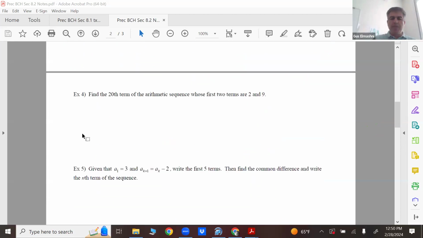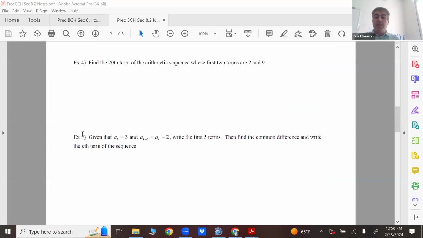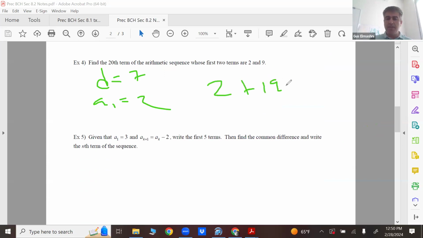Anyway, here. Find the 20th term of the arithmetic sequence. The first two terms are 2 and 9. What's your common difference? Common difference, guys? And what's your first term? So now we know what to do: 2 plus 19 times 7, because you have to apply the common difference 19 times after the first term.